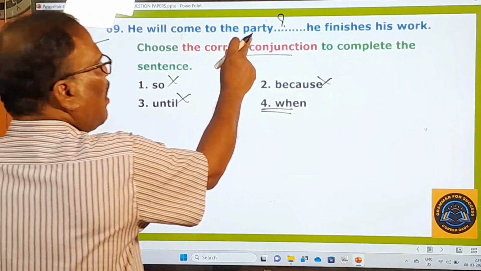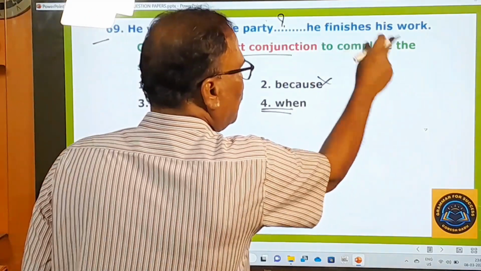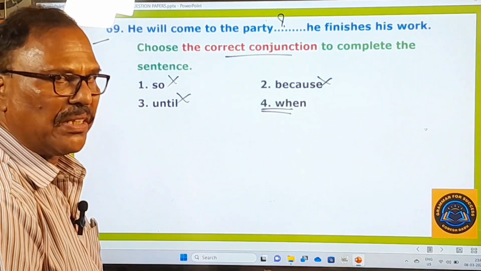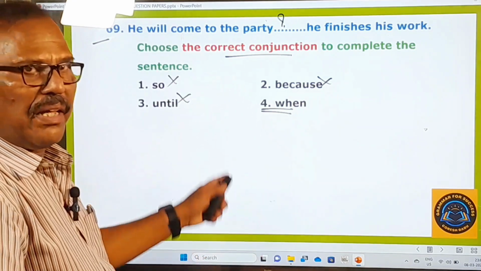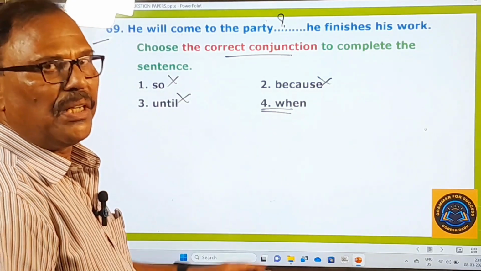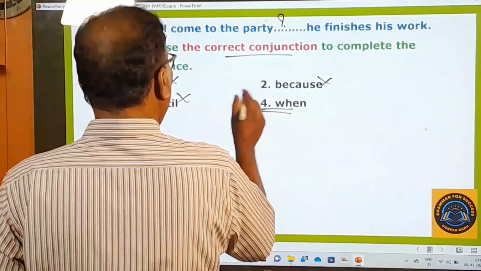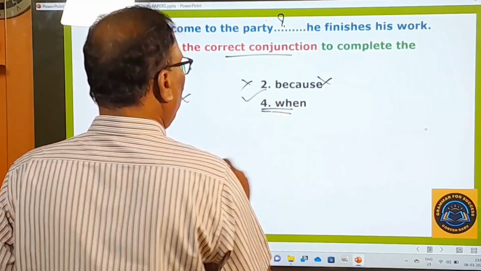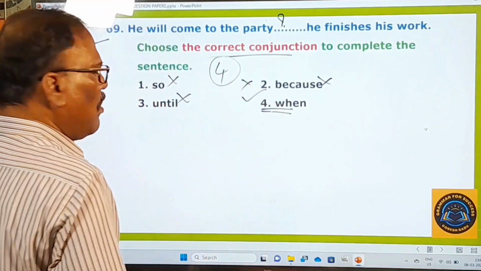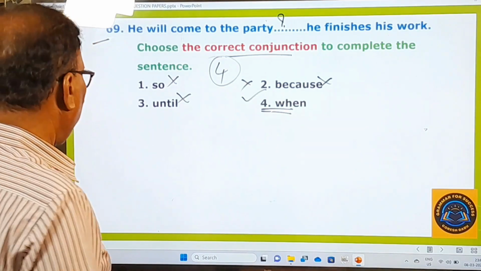Now you look at this sentence. He will come to the party when he finishes his work. Whenever he finishes his work, he will come to the party. Until then, he doesn't come to the party. He won't come to the party. So therefore, these three are wrong. Only the fourth one is going to be your answer. And now let's move on to the next question.